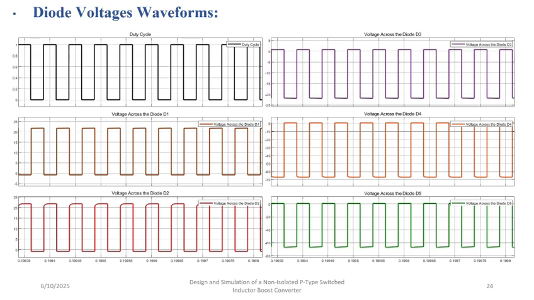These are the diode voltage waveforms. First waveform represents the duty cycle. Next waveform represents the voltage across diode 1. Next waveform represents the voltage across diode 2. Next waveform represents the voltage across diode 3. Next waveform represents the voltage across diode 4. And last waveform represents the voltage across diode 5.